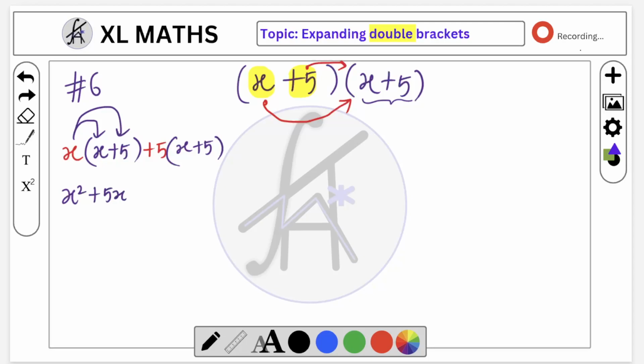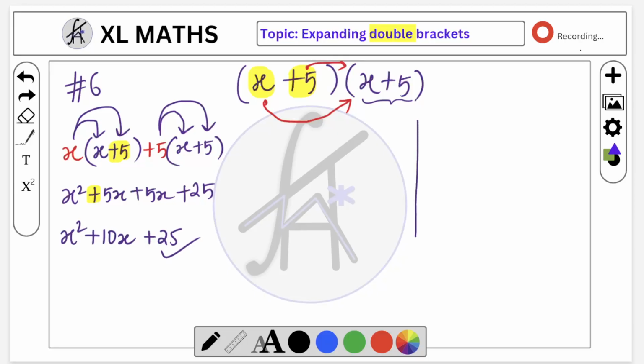Why plus in here? Why did I put plus? Because it was positive 5. So positive 5 times x is positive 5x. Here positive 5 times x, it would be positive 5x, and positive 5 times positive 5 would be positive 25. Whenever you have a positive symbol there, that means the entire thing is going to be positive. Okay, x squared. What is 5x plus 5x? It is 10x. That's good. Plus 25. And that's what your answer is.